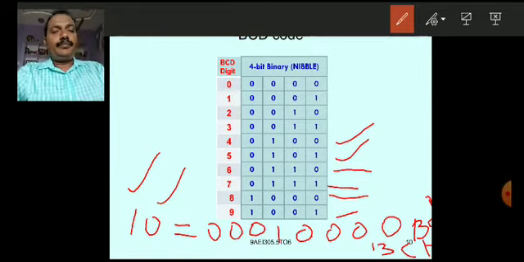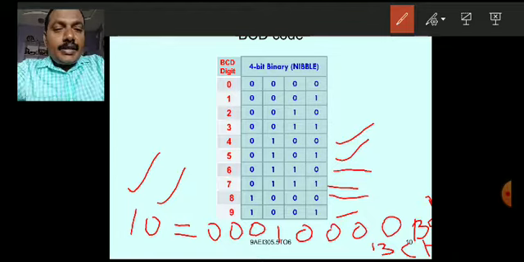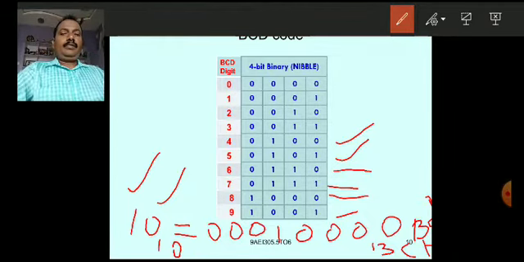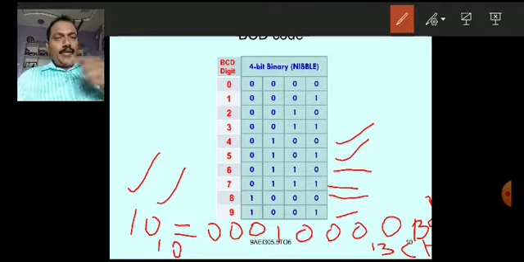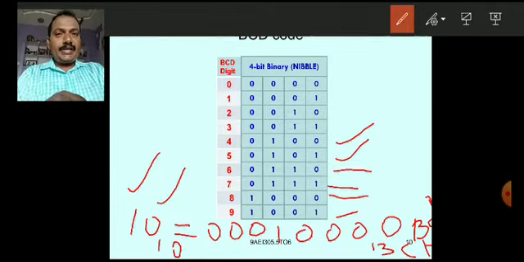BCD code. This is the decimal number 10, and this is its BCD code. Previously we have seen 23, and for 23 we have written the code similarly. That is a way of writing BCD codes for decimal numbers.